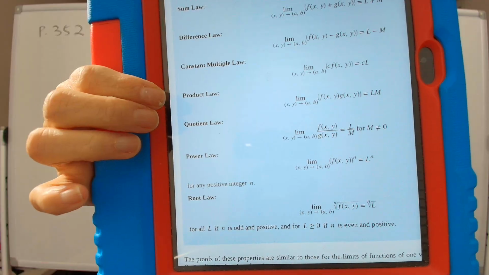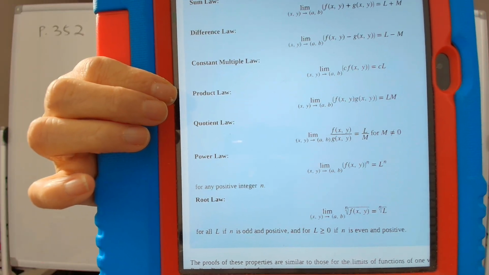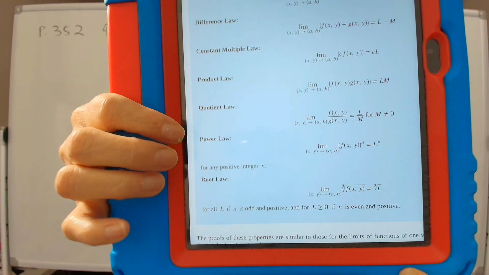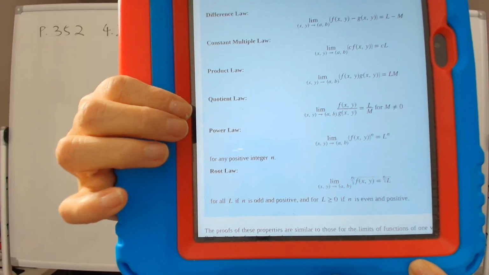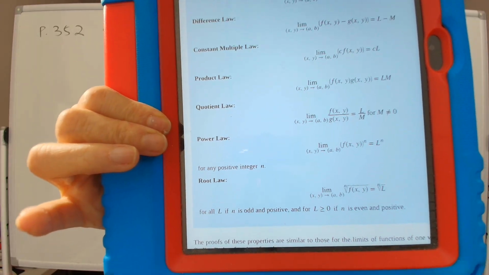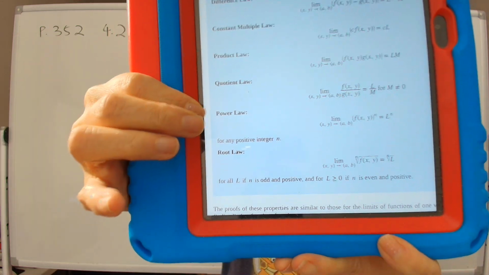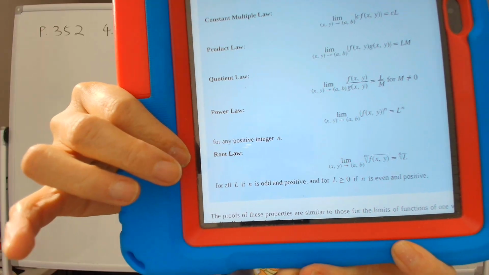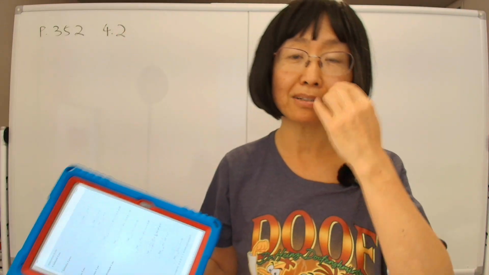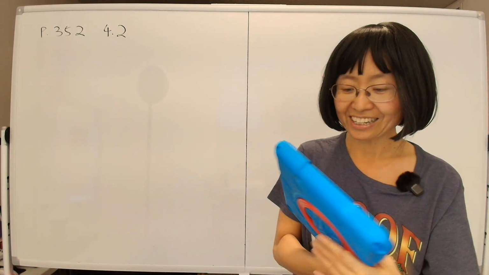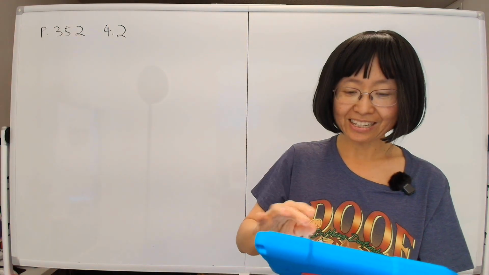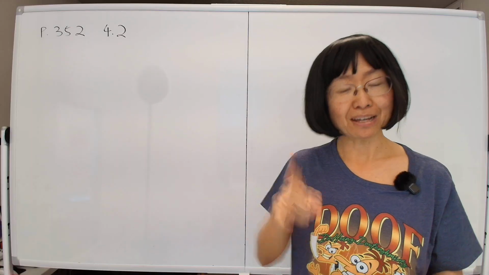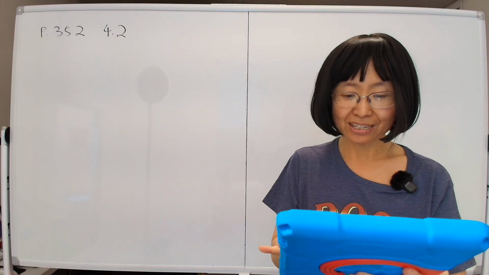The product law, same thing. You can take the limit of individuals or multiply them together. The quotient law, the same thing. And the power law, the same thing. You can calculate the limit inside or outside the power, the exponent. And similarly, the root law, same principle. You can calculate the limit of the root inside or outside, and it all comes out the same. It feels like we're back in calculus 1, except that we have one more variable. Otherwise, everything's exactly the same.